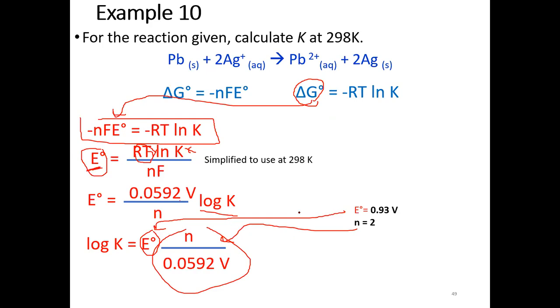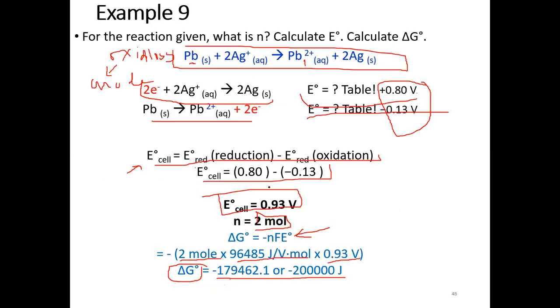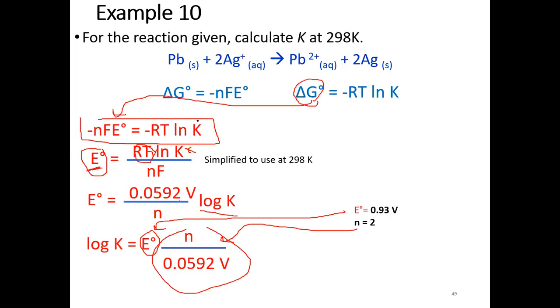So let's do that, okay? What it says is, for the reaction given, calculate the K at 298 Kelvin. This is the reaction that we are discussing, and we have already discussed this reaction here as well, right? What we have done so far is we have been able to calculate the E cell, which is this number here, and we were also able to calculate the delta G at standard condition. So we can just skip this part because we have already calculated the E here. So we're going to bring that. Just forget this part.